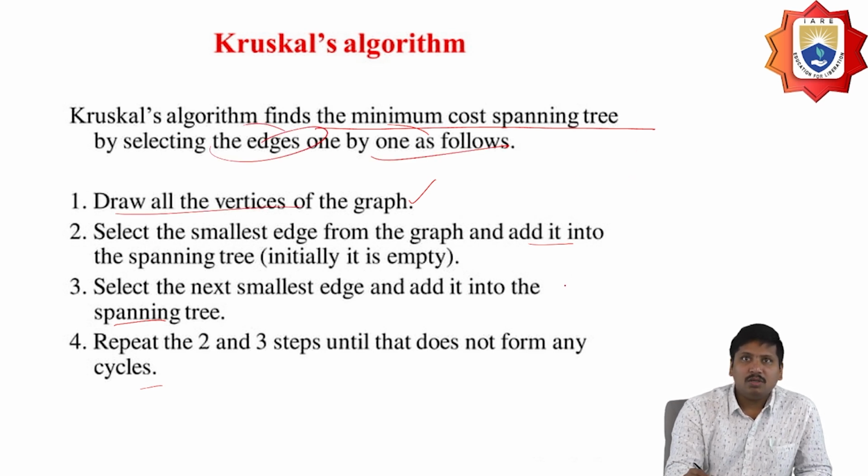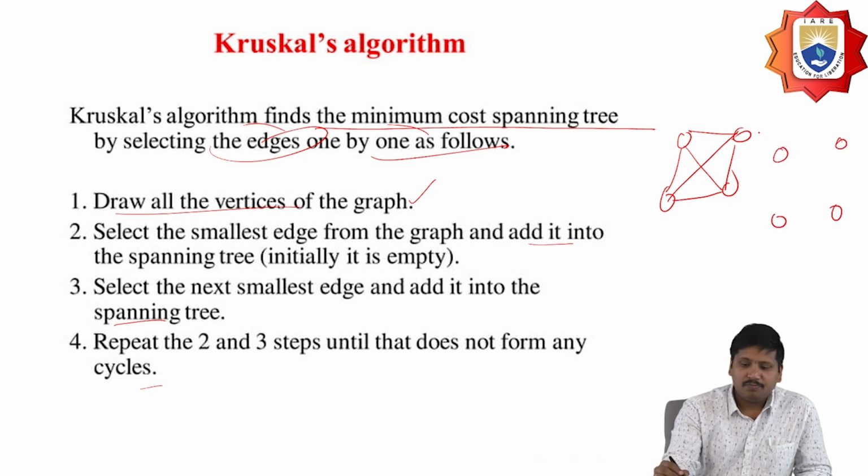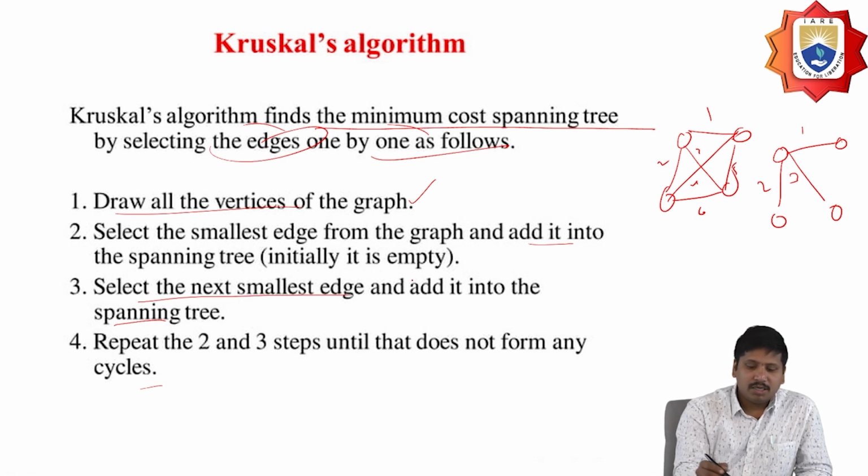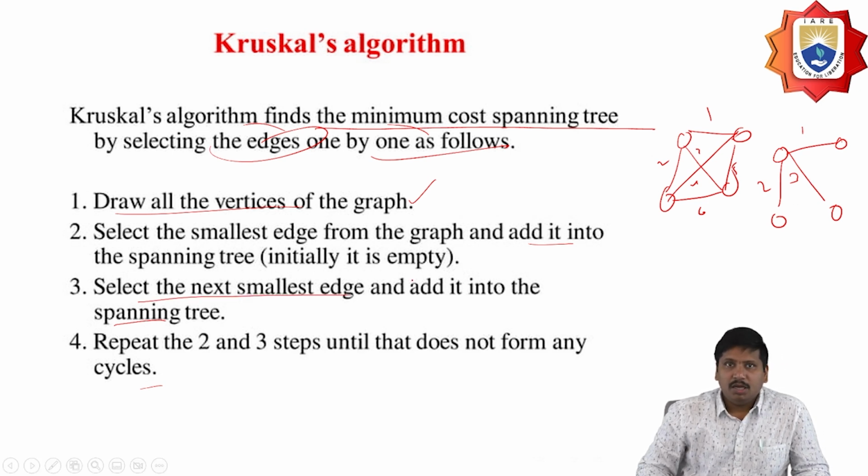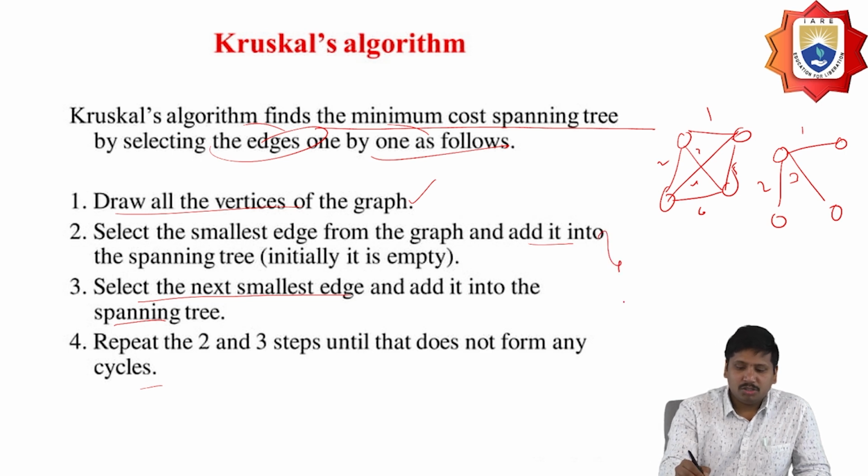First draw all the vertices of the graph. Initially we have to construct the graph from this. So first draw the vertices, and then identify the smallest edge: one, the next smallest edge two, and the next smallest edge three. If it is going to form a cycle, leave this edge. And the next smallest edge is three. Select the next smallest edge for the spanning tree, and repeat these steps until it does not form a cycle.